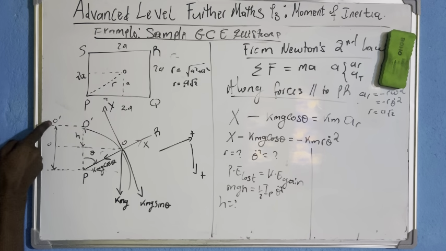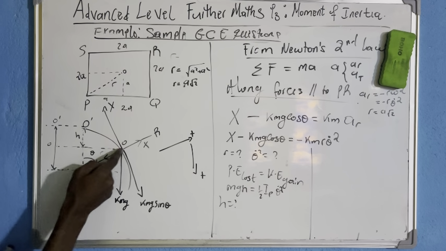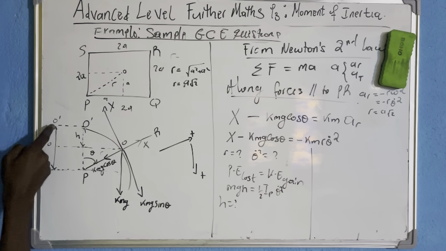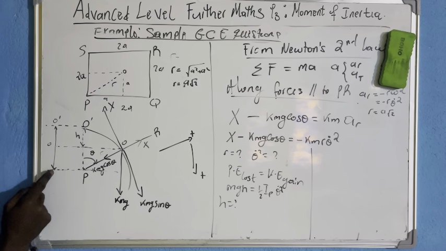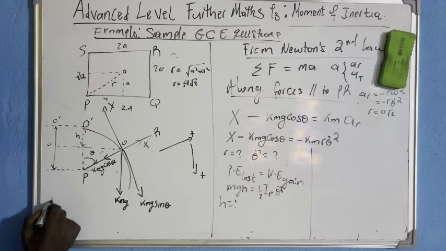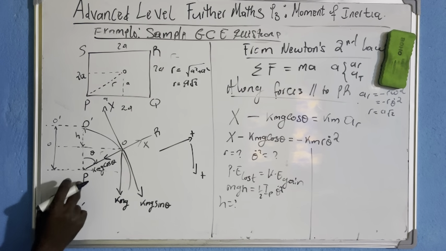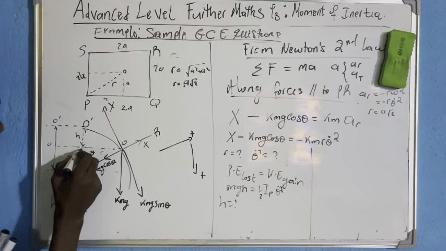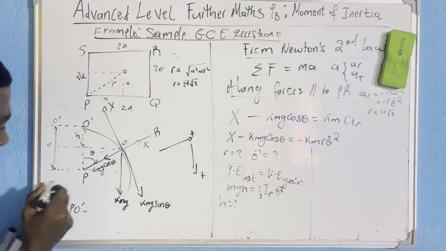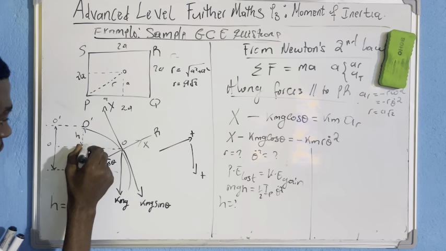It means the initial position O prime of the center of mass of the lamina, and the final position, this is O. It means that the loss in the height should be this distance. I will take the initial height minus the final height to have H. So my H is simply equal to PO prime minus this distance. I will call this point here maybe M.